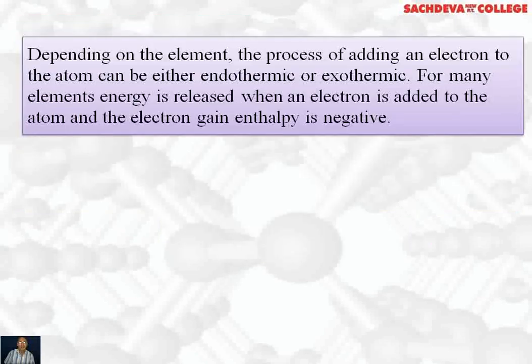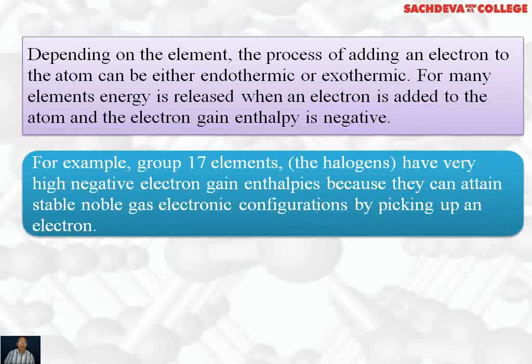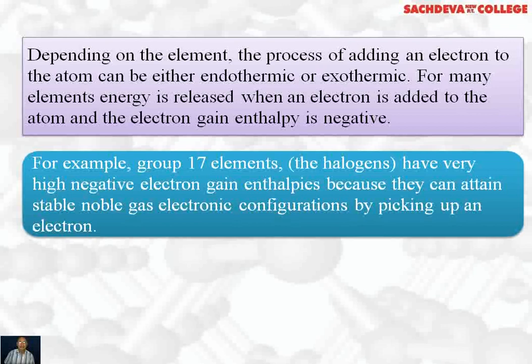state. Depending on the element, the process of adding an electron to an atom can be either endothermic or exothermic. For many elements, energy is released, that is, it is an exothermic process, when the electron is added to the atom and electron gain enthalpy is negative. For example, group 17 elements, the halogens, have very high negative electron gain enthalpies because they can attain stable noble gas configurations by picking up an electron.